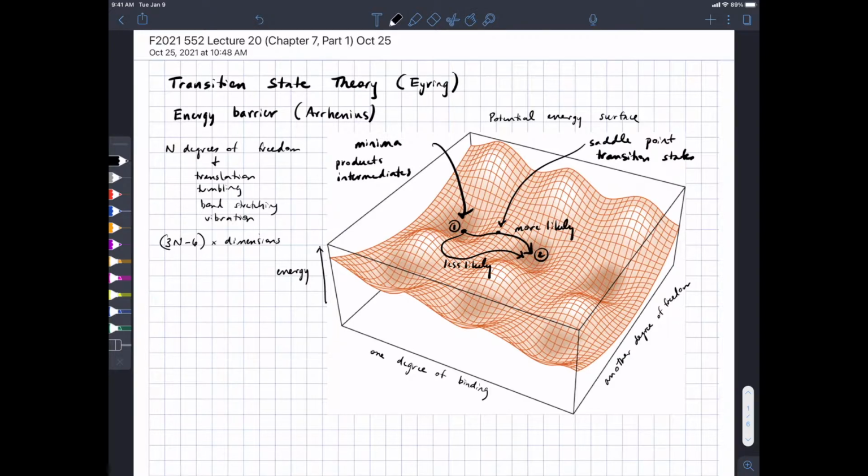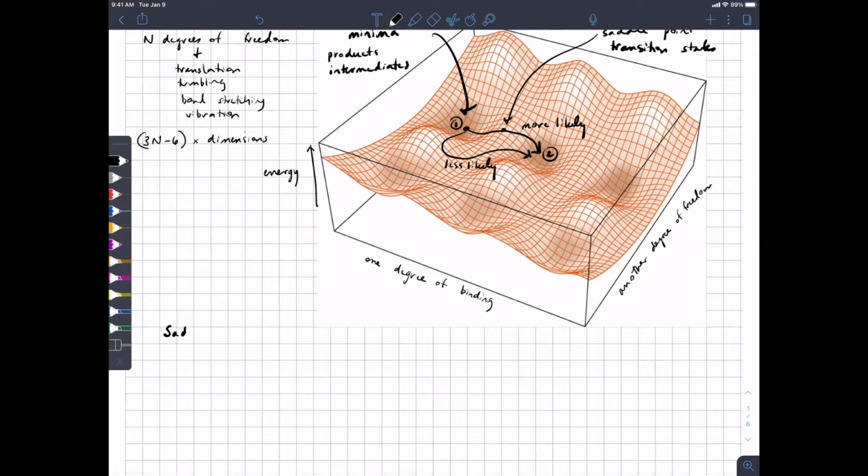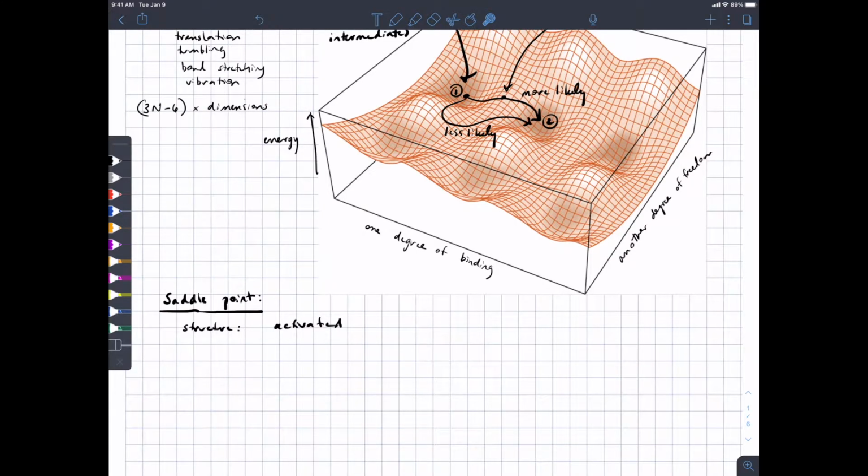Okay, so at the saddle point in the transition state, there's some important features that we need to be aware of. We sometimes call the structure at the saddle point the activated complex. And at this point, you have equal probability of going forwards versus backwards. And we need to actually talk about the energetic features of both the minimum and the maximum, of the intermediate and then the saddle point, the transition state.